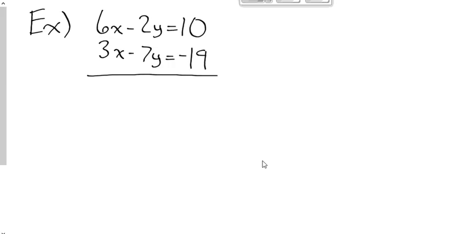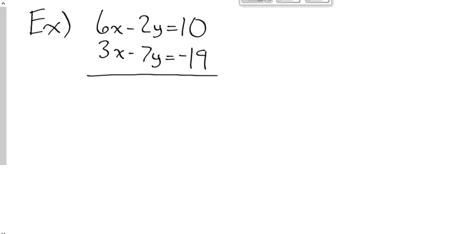So again, the thing that strikes me about this is there's no opposites, but I could easily create one with this 6x and 3x, right? Because if I multiply this bottom equation, again, by negative 2, well, now I'm going to have 6x in the top, and I'm going to have negative 6x down here in the bottom equation.